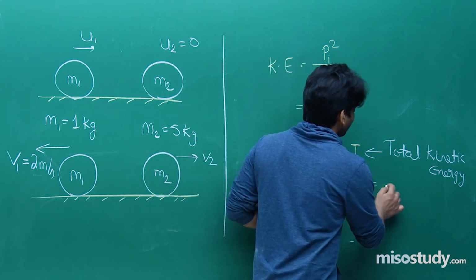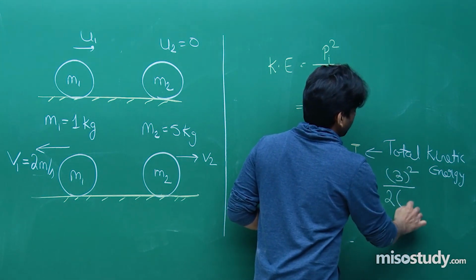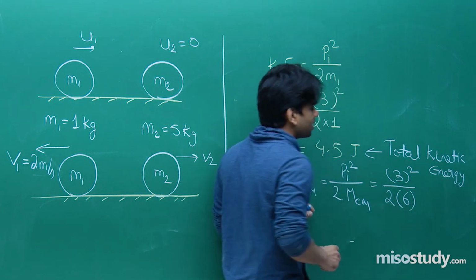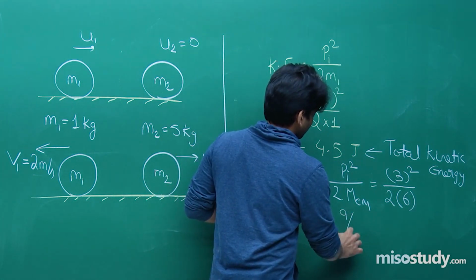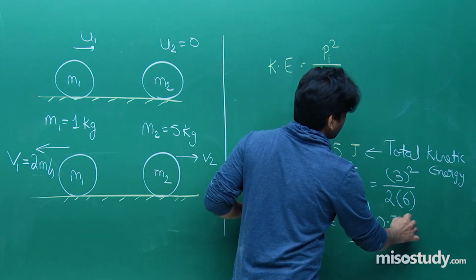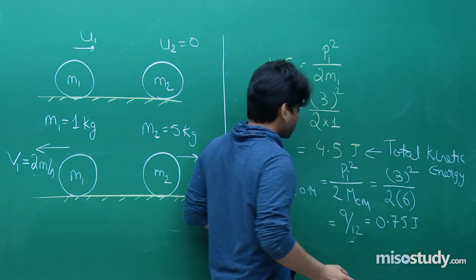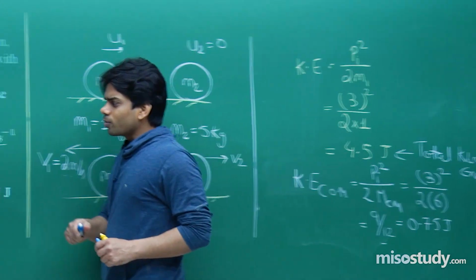So if we write here, this will be 3 whole square divided by twice the mass of center of mass, which is 6 kg. So 9 by 12, this will be the answer. So 3 by 4, it will come out to be 0.75 joules. So option number C, that is kinetic energy of center of mass, that is 0.75 joule. Let's go with option number C.